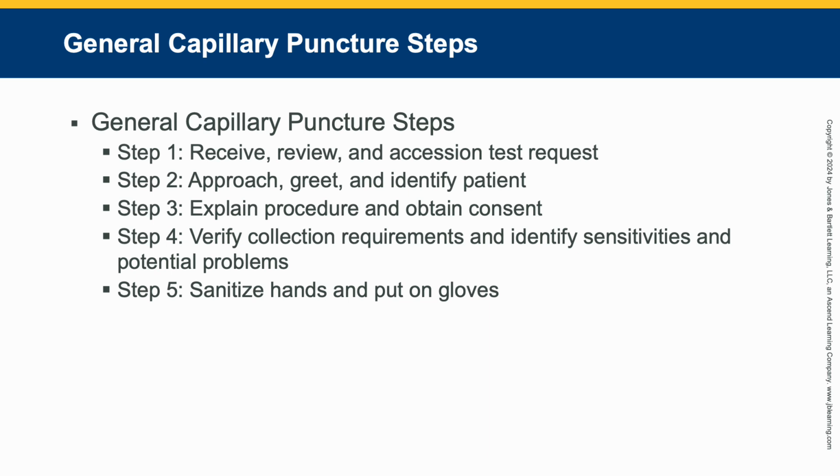Step 3, though, you're going to change it up because you're going to explain this procedure and you're going to obtain their consent. Now again, if they throw their finger out there, that is them letting you know that yes, you have consent to stick my finger. You would have to explain that you're doing a finger stick rather than a venipuncture. Step 4, you're going to verify the collection requirements and identify any sensitivities, potential problems. Step 5, you're going to sanitize your hands and put on gloves. Notice what we do not need here. For a capillary stick, we do not need a tourniquet.